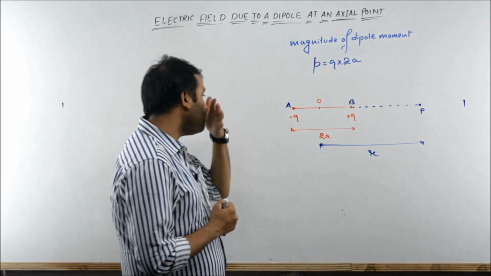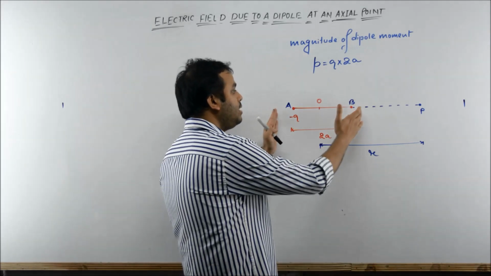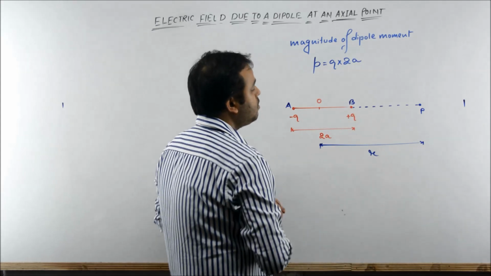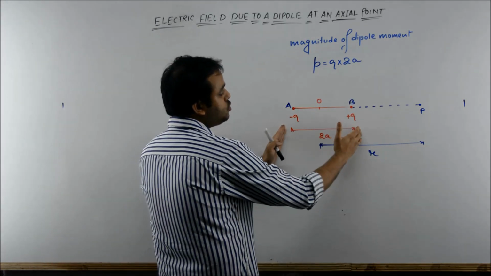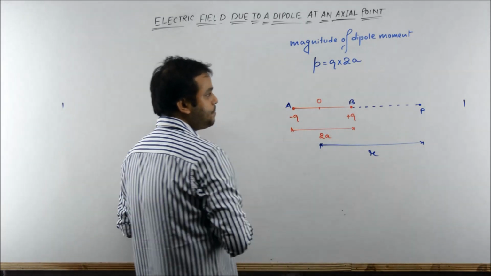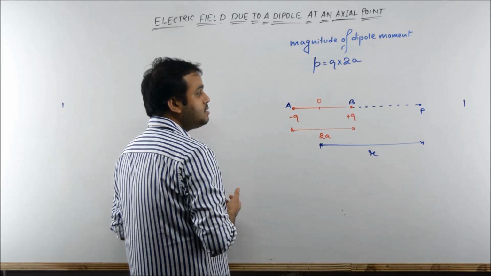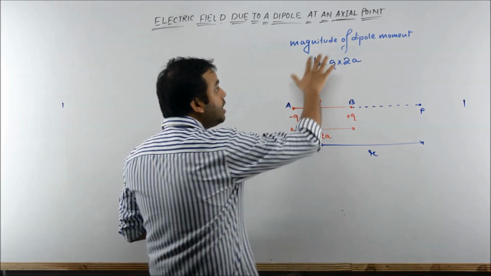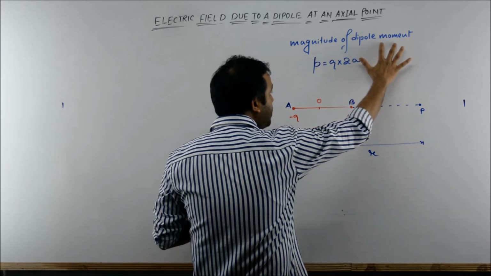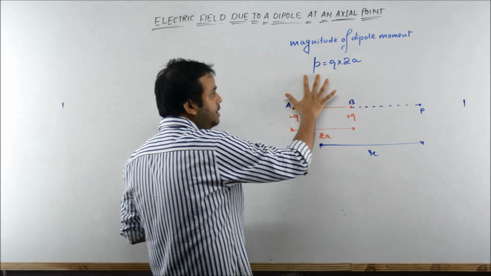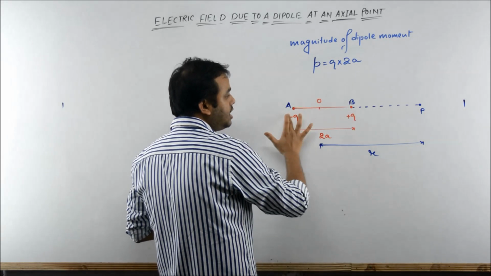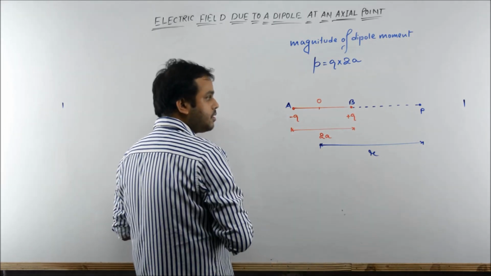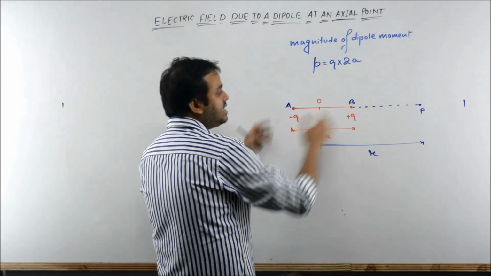Clear? So let us consider a dipole AB where the two charges are minus q and plus q, and the separation between the two charges is 2a. So what will be its magnitude of dipole moment? Its magnitude of dipole moment, which we denote by small p, is equal to either of the charge multiplied by the separation between the two charges. So this is all about the dipole.